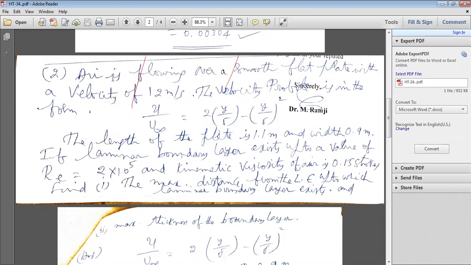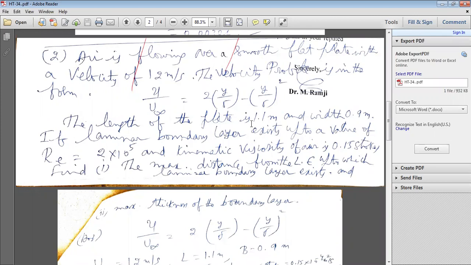Air. What is the medium here? Fluid, air. And it is flowing with a velocity of 12 meters per second. U free stream, air velocity, 12 meters per second. The velocity profile is in the form U by U free stream is equal to 2 into Y by delta minus Y by delta square.